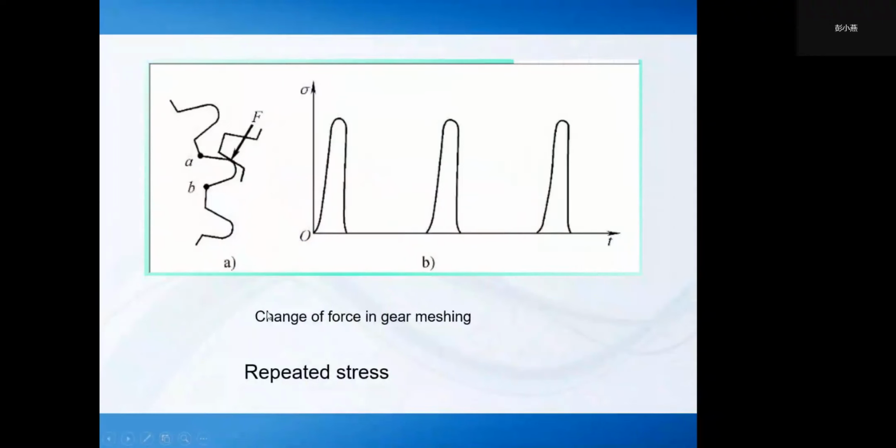This is an example of repeated stress. The stress on the two surfaces of a pair of machine gears.